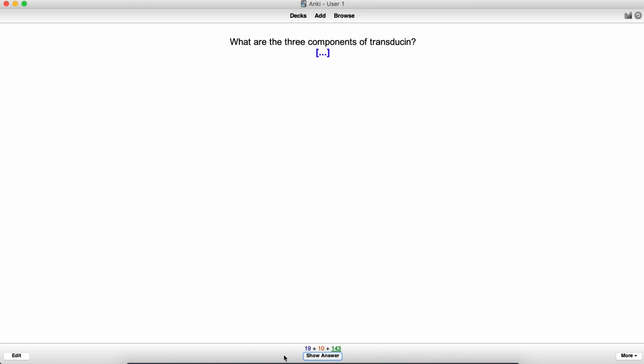What are the three components of transducin? Alpha, beta, and gamma subunit. What is the definition of problem solving, going from start goal to end goal?